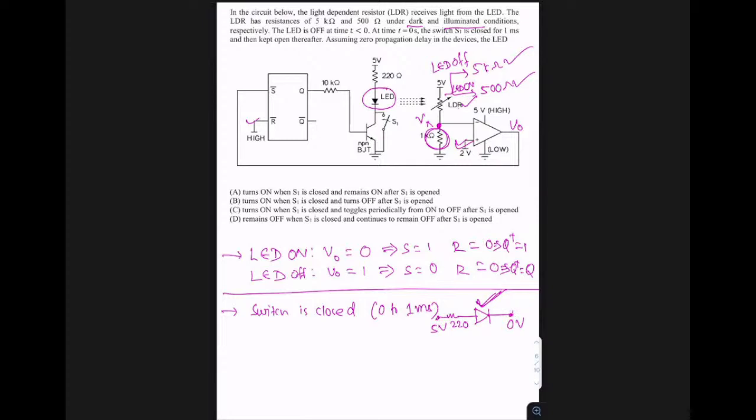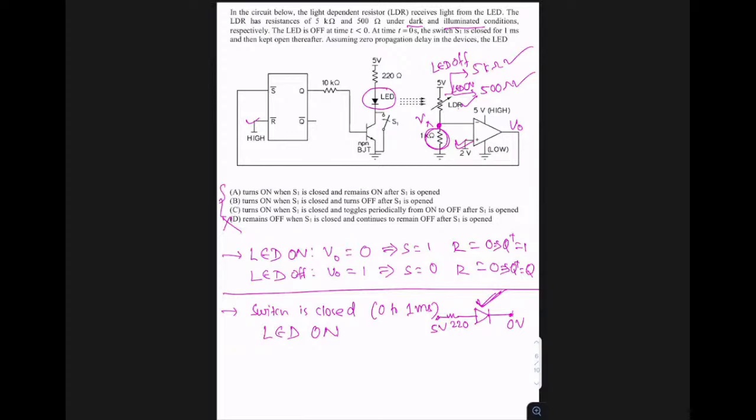So switch is closed means LED is on. So option D is gone. Remain off when S1 is closed, that's not going to happen. Okay. So the answer could be any one of these A, B, C, because you can see it turns on when switch S1 is closed. Okay. So S1 is closed.